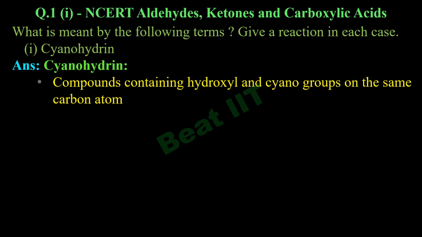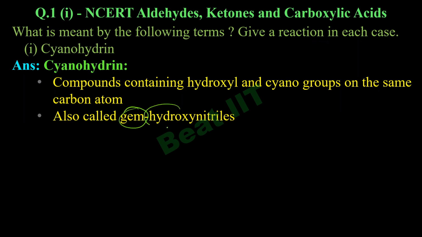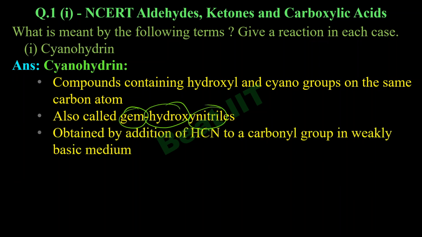group, on the same carbon. These are also called gem hydroxynitriles. Gem means on the same carbon, geminal. Okay, we have hydroxy and nitrile groups. That's why these are obtained by HCN added to the carbonyl group. Okay? In weakly basic medium, means pH should be around 10.